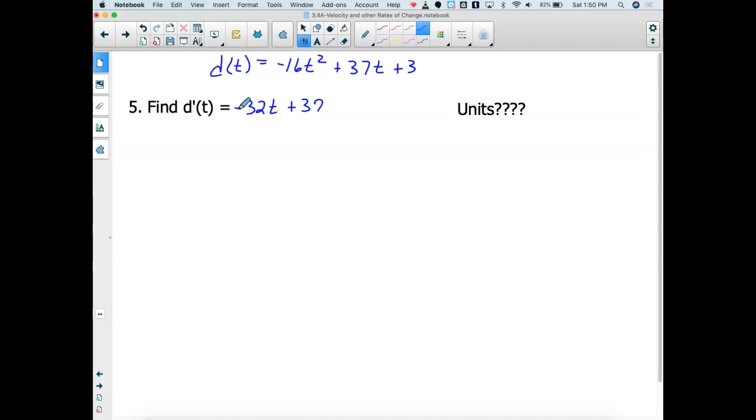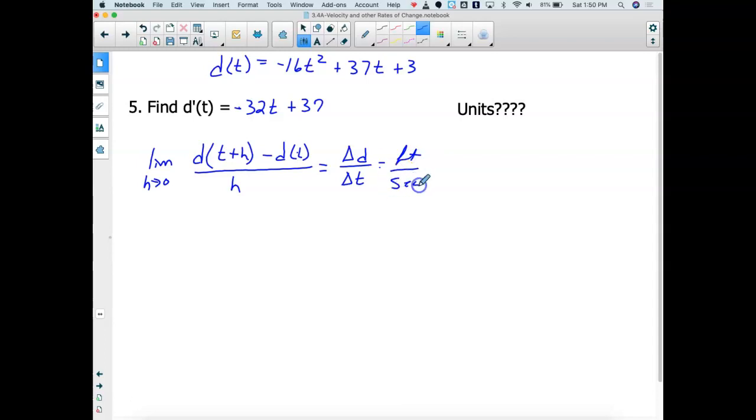In the end, we're using properties, but remember, this is coming from the limit as h approaches 0 of d of t plus h, okay, my time, plus h, where h goes to 0, minus d of t all over h, okay? And in the end, what was that? That's my change in position over my change in time. My position was given to me in feet, my time in seconds, so I get feet per second. This derivative right here, which is also right here, is given to me in feet per second.